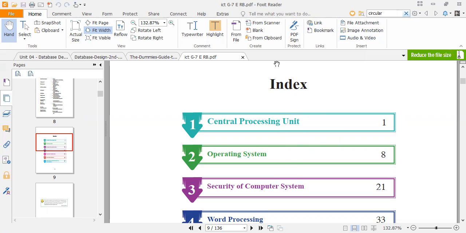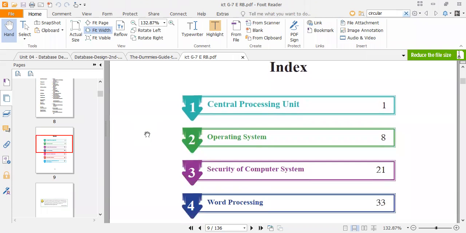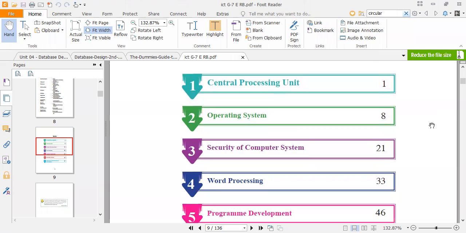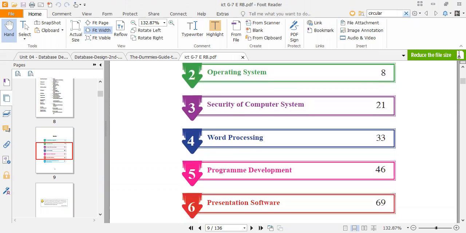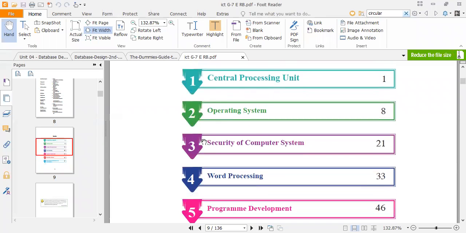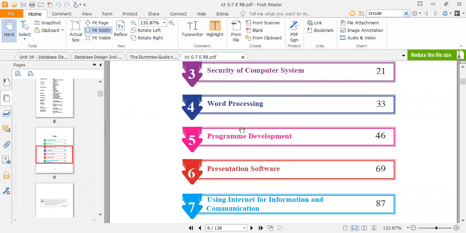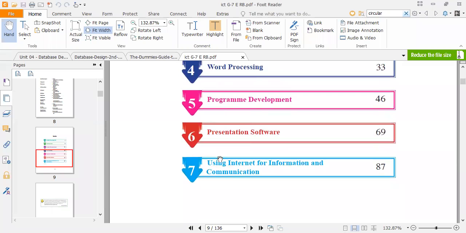So, I'm going to teach you information technology for grade 7. This is our first unit. You can see there are 7 important units: central processing unit, operating system, security of computer system, word processing, program development, presentation software. The last one, using internet for the information and communication.